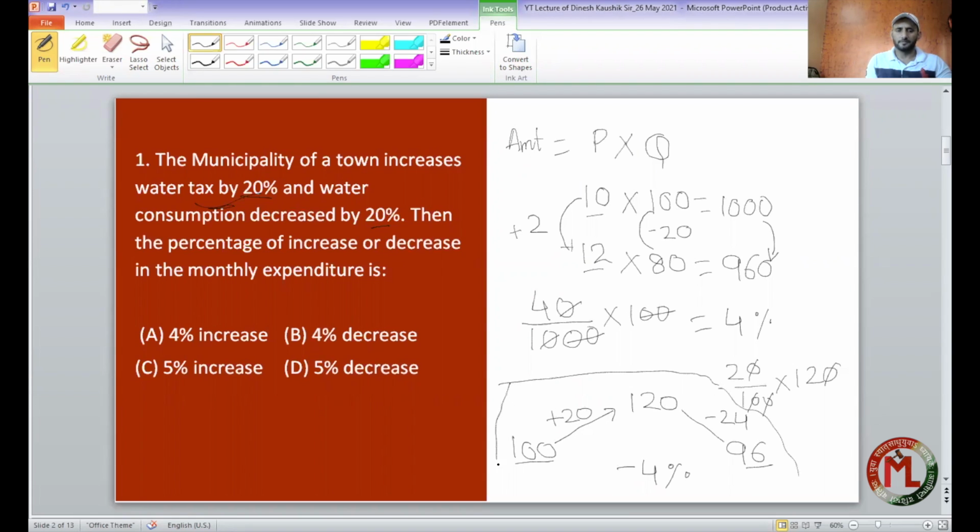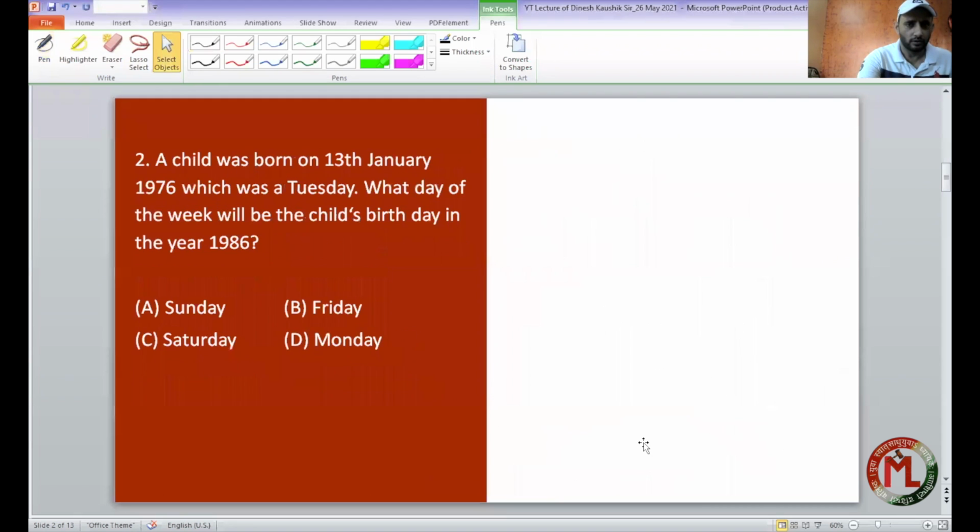Very small, fine. So you can use the previous method also, but in your exam, your target is to save the maximum amount of time and try to attempt the question in the minimum possible time. I hope it is clear. Fine. So let's go for the next question.